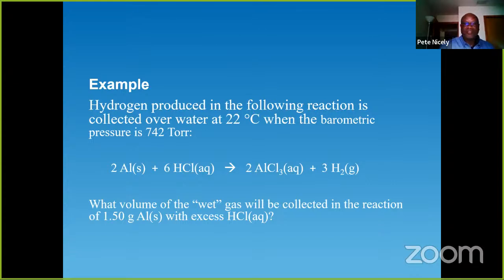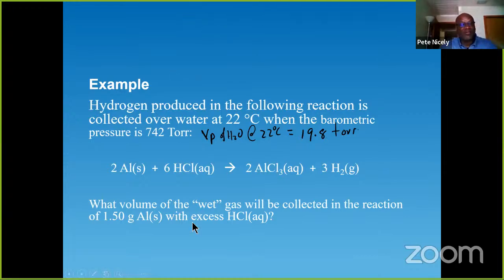According to the information I just pulled up here, the vapor pressure of H2O at 22 degrees Celsius is equal to 19.8 torr. That's something you're going to need in order to answer this question. Unfortunately, I did not include it here, but that's what you're going to need.